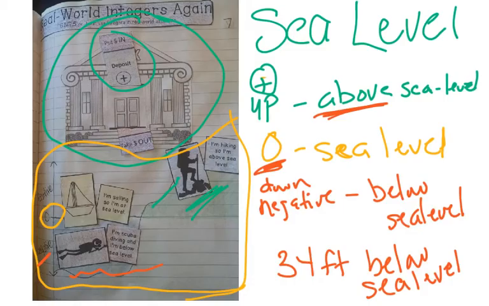Below indicates negative. Just like if I said I am at 259 feet above sea level, that word above indicates that this 259 feet is a positive number. Okay? I hope that makes sense.